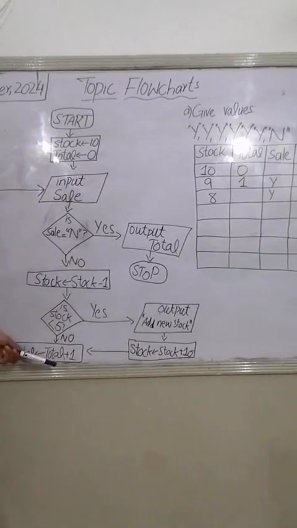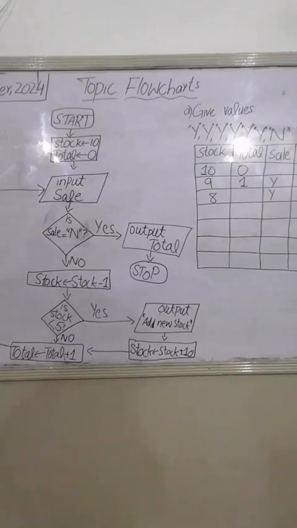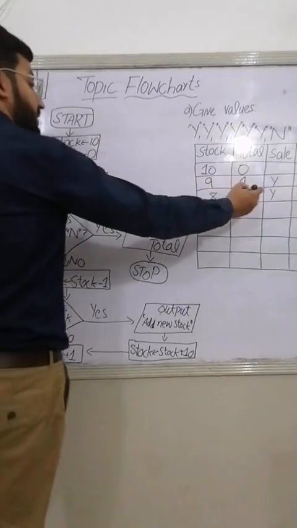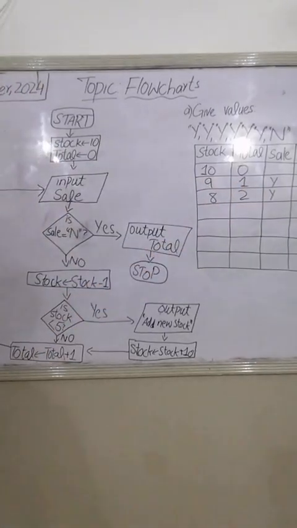Total plus 1. So what do we have in total variable? This time we have 1. So total plus 1 will become 2, because 1 plus 1 is 2, right? So here we will get 2. So again the same step, we have to move upwards to the input sale part. Again we will take one value, input sale, that will be y here, right? And when we move to the next condition, sale is equal to n? No, it's not equal to n, it's equal to y. So we'll move towards the flow of no.